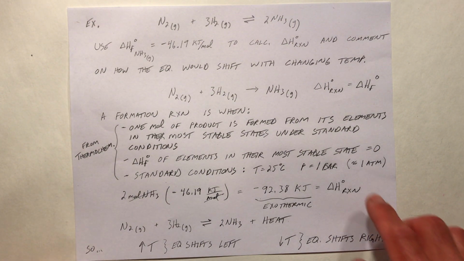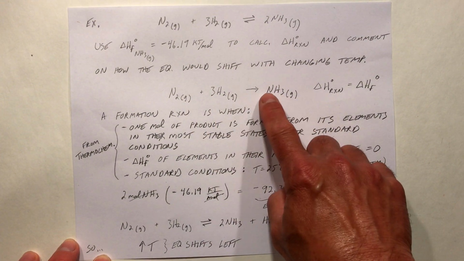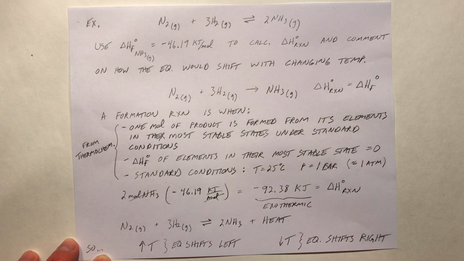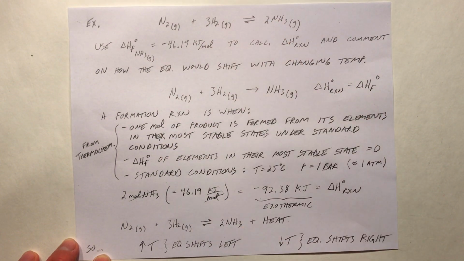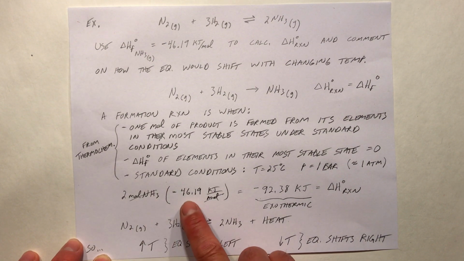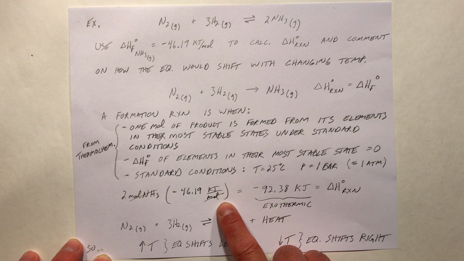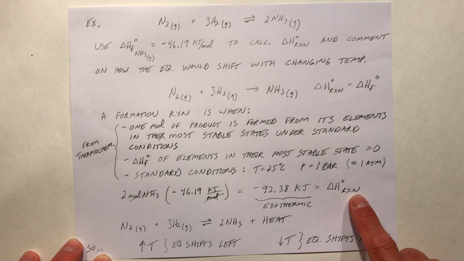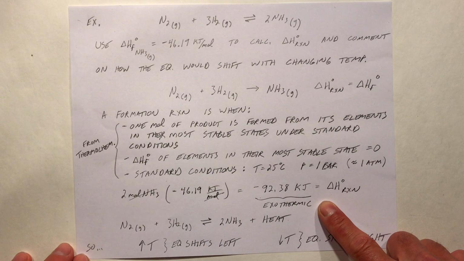So since we know that the delta HF naught for NH3 gas, producing 1 mole of NH3 gas, is negative 46.19, and this reaction is producing 2 moles of NH3, you might remember that we would have to take 2 moles of NH3 multiplied by that negative 46.19 kilojoules per mole, and that would give us negative 92.38 kilojoules. That would be the delta H of reaction. And that's really a topic that was covered back in thermochemistry.